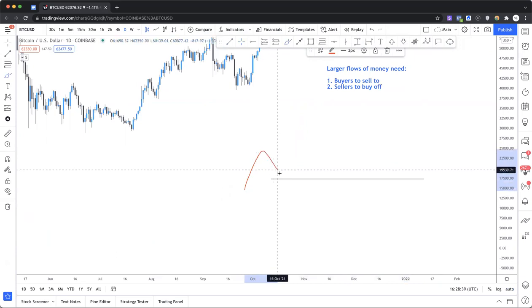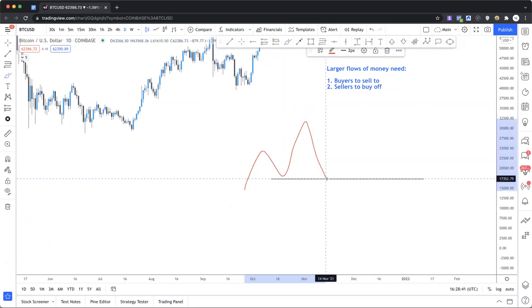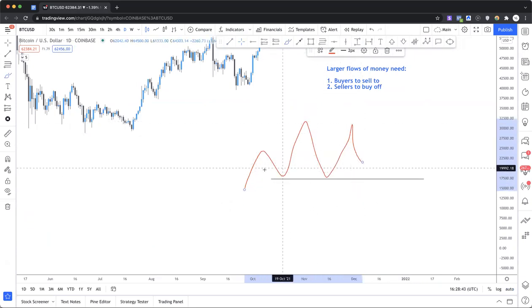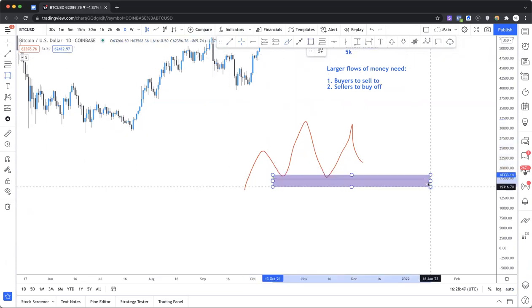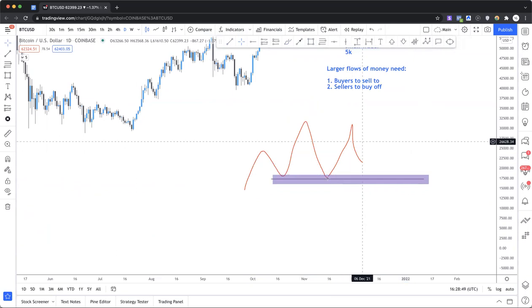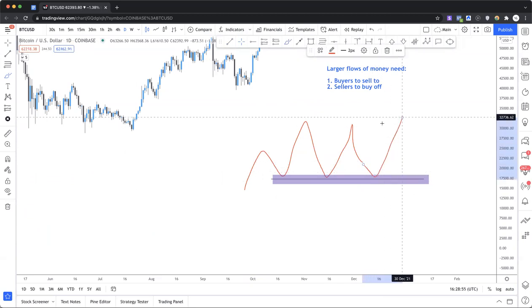But look, if we just look here, if we've got a very obvious level here, everyone is buying here, whether that be for technical reasons or fundamental reasons, it doesn't matter. Because everyone's buying here, this is going to be a level of significance. If everybody's trying to buy here, what can the smart money, the larger flows of money, not do? They can't buy here, because if everybody is buying here, then how are they going to fulfill this right here? They're not going to have any sellers to buy off.